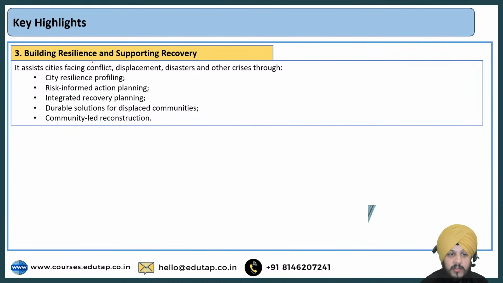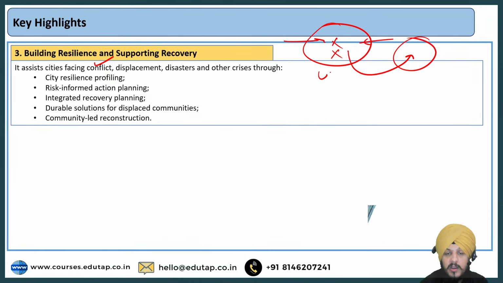Because over here, it assists cities in conflict, because we know that whenever conflict or war happens between two countries, there is loss of life, there is loss of infrastructure, right? And there is also displacement or migration of population from one place to another. For example, it happened in the case of Ukraine, just to give you an example. But wherever any kind of conflict or war is happening, or it can be because of a disaster too, a lot of displacement happens, and there is also a lot of damage to infrastructure.